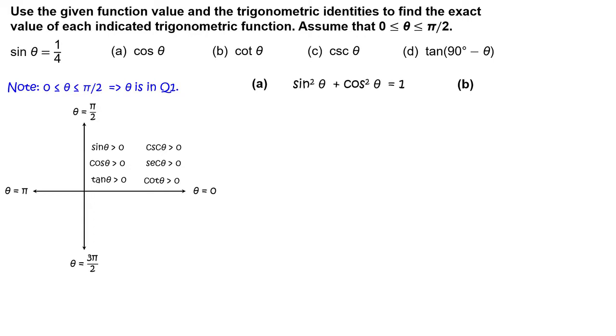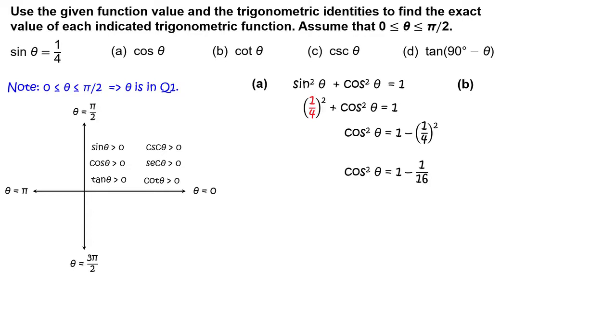Part A. First, write the Pythagorean identity: sine squared of theta plus cosine squared of theta equals 1. Next, substitute 1/4 for sine of theta. 1/4 squared plus cosine squared of theta equals 1. Subtract 1/4 squared from each side of the equation. Cosine squared of theta equals 1 minus 1/4 squared.